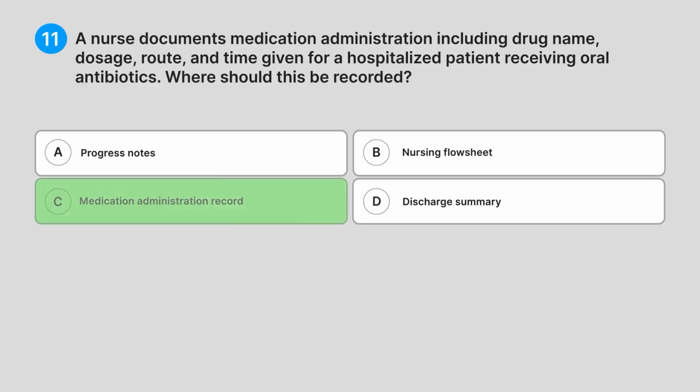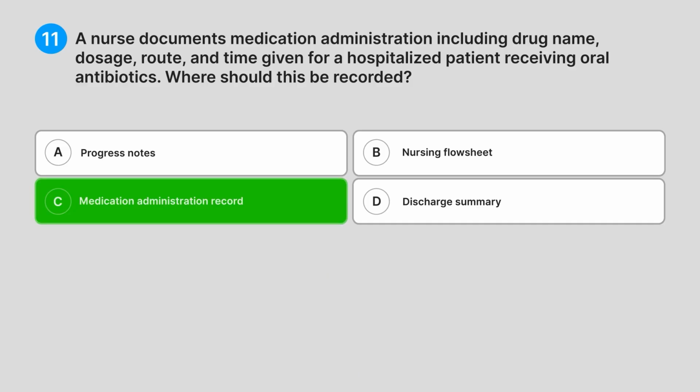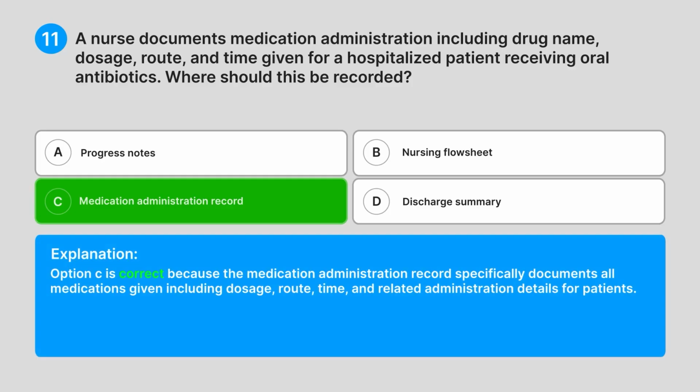Correct answer, C. Medication administration record. Explanation: option C is correct because the medication administration record specifically documents all medications given, including dosage, route, time, and related administration details for patients.